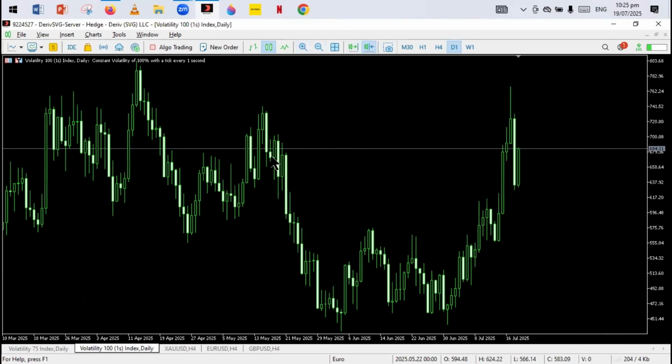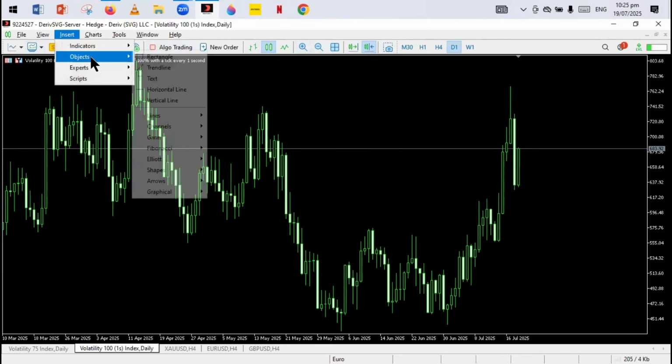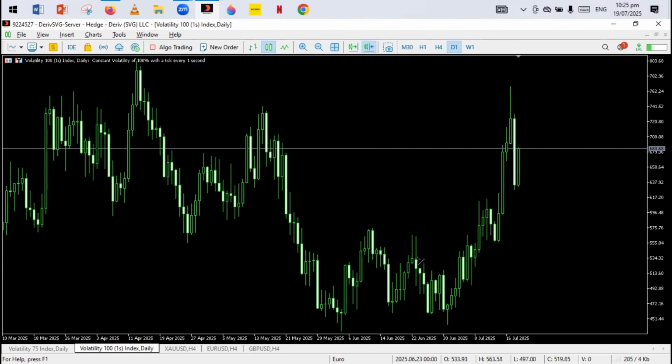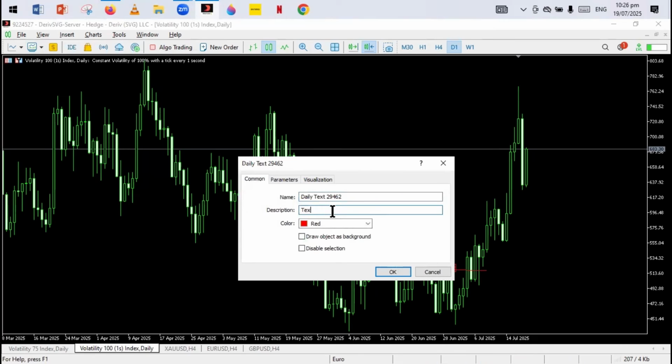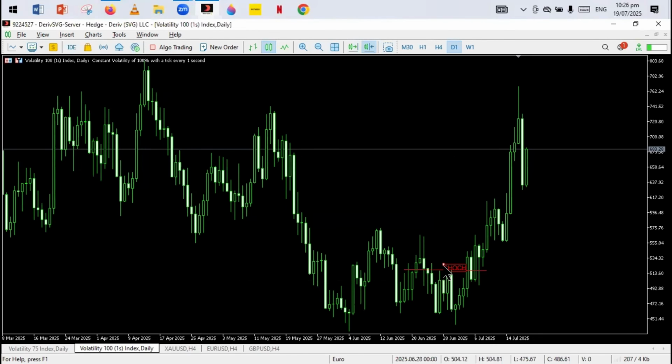And then if we move down here, we can spot a change of character right here. So we're breaking structures to the downside. However, the sellers could not maintain structures. The buyers came in the market. And then that is what we call our change of character. So at that point, that is where the buyers came into the market.